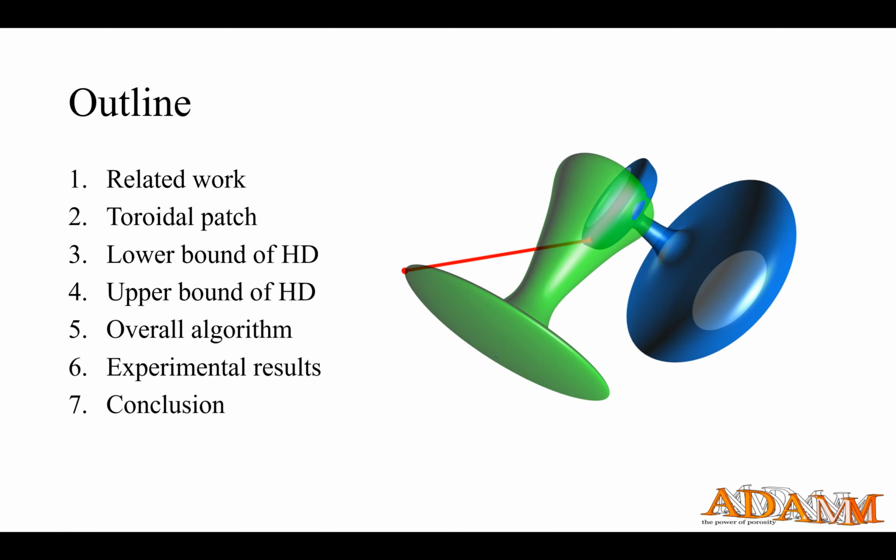This is the outline of the rest of my talk. After related work, I will introduce toroidal patch and how to use the toroidal patch to compute lower and upper bound of HD. After that, I will summarize the overall algorithm, present experimental results, and conclude this talk.